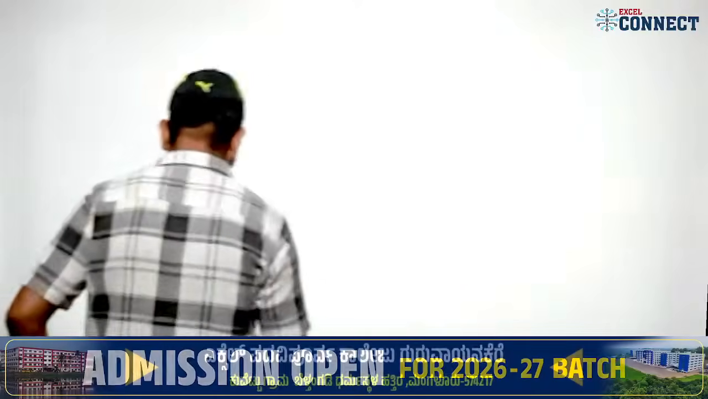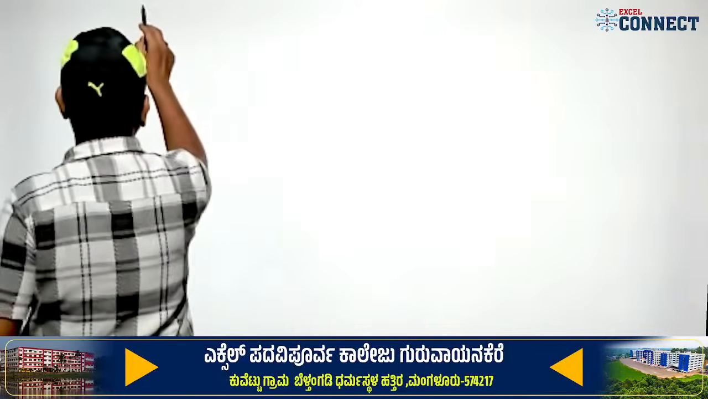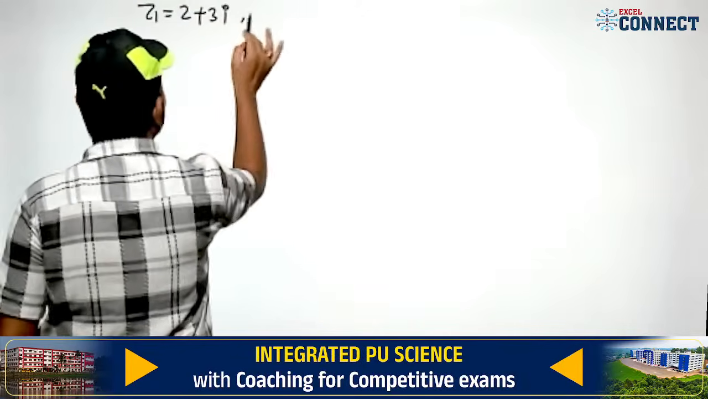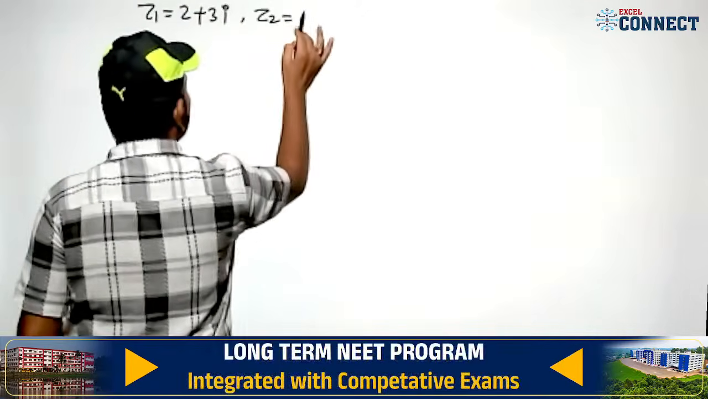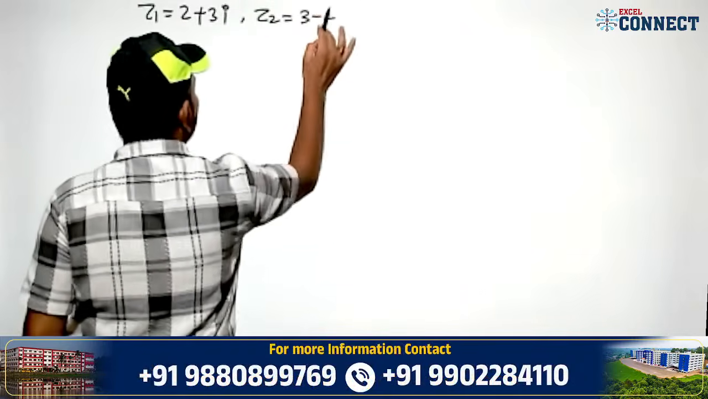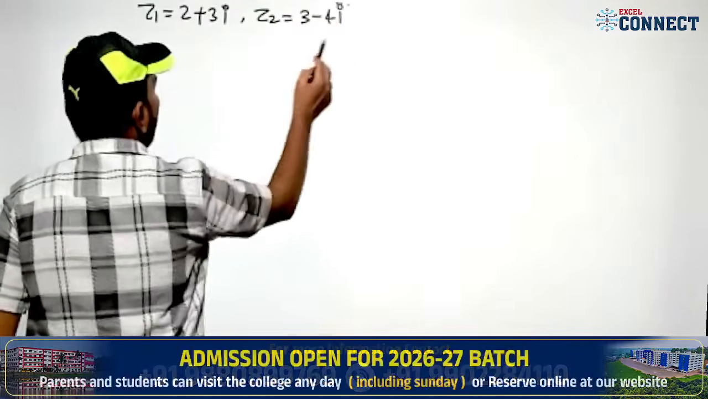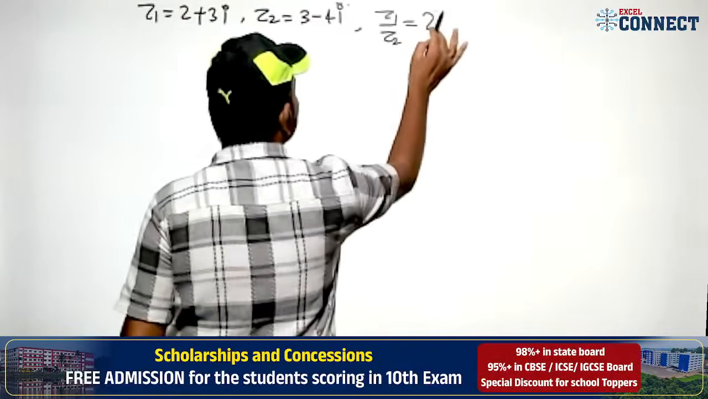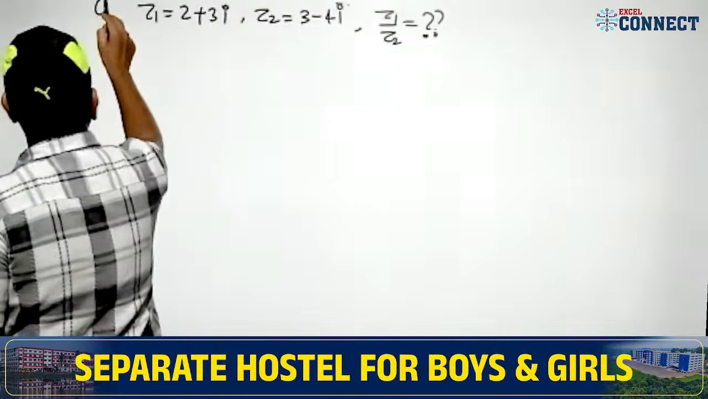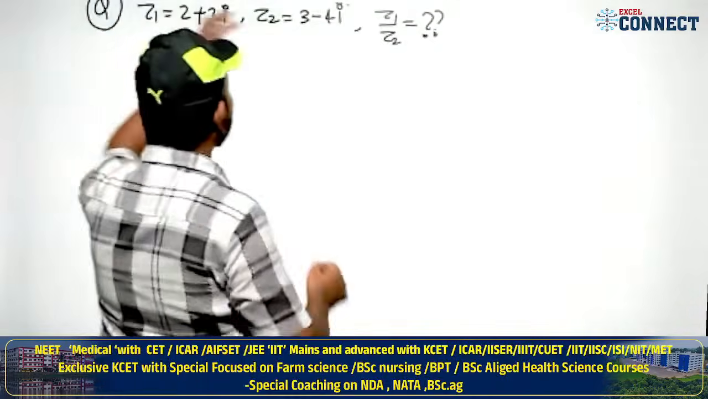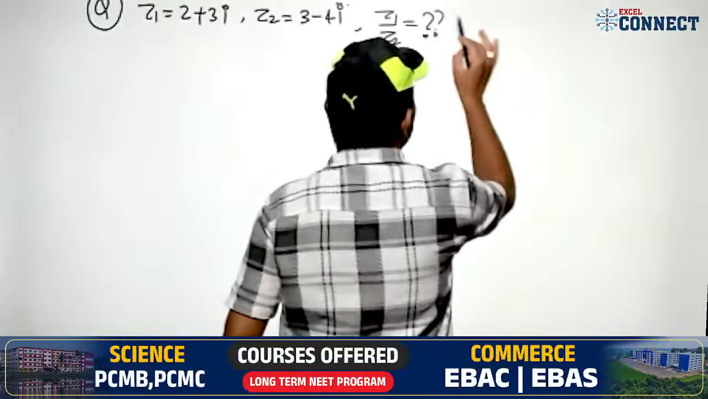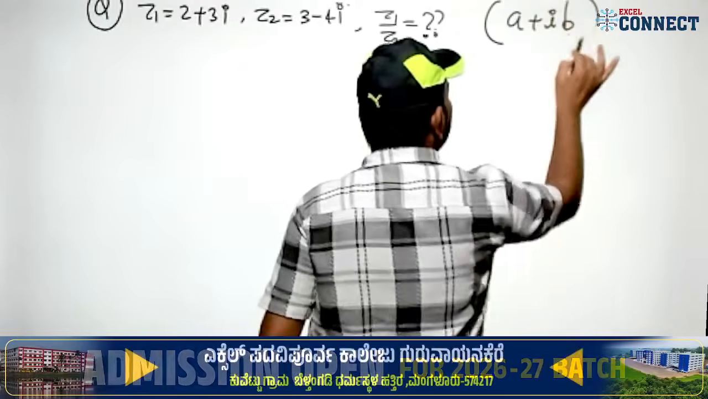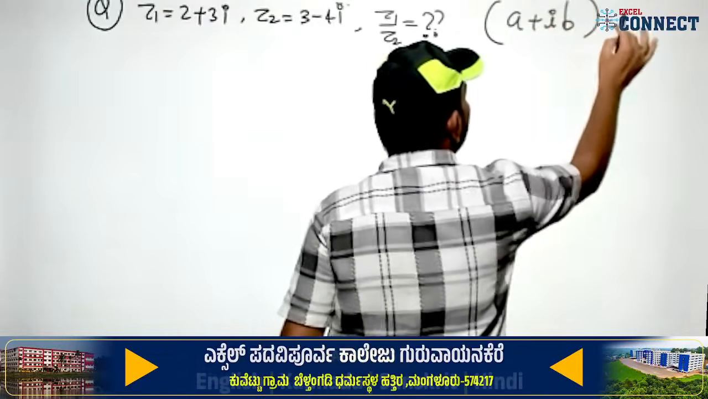See here, Z1 is, let's suppose, 2 plus 3 iota, and Z2 is 3 minus 4 iota, and they are asking to find Z1 by Z2. The answer of this division of complex numbers will come in the form A plus iota B. In this format the answer is required.